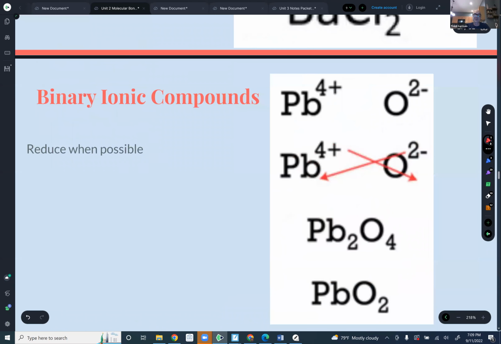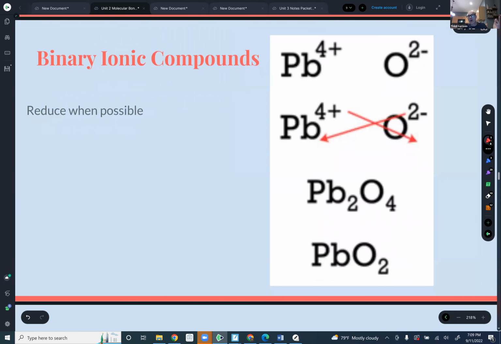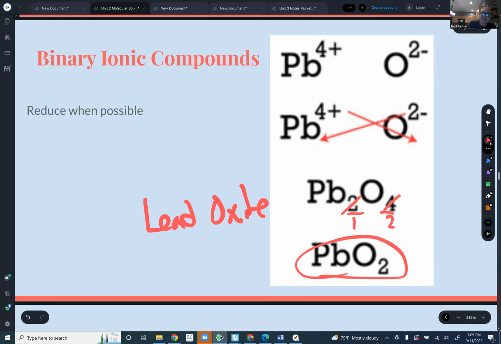Oh, no, still got a few more. Oh, my goodness. Here's that one where it needed to be reduced. So after the 4 and 2 got reduced down, I had to then put them in their lowest common denominators. That's a 1 and a 2. And that's why my final answer is just lead oxide. But the number is a 2, not a 4.